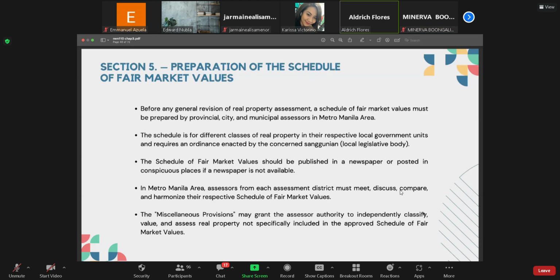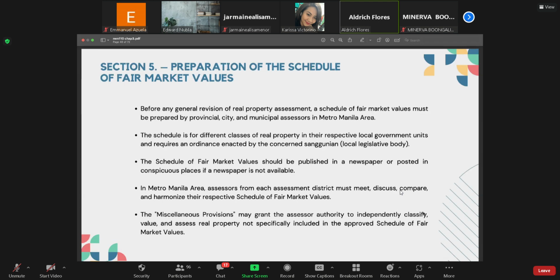So, section 5, preparation of the schedule of fair market values. Ang sabi lang dito, bago daw magkaroon ng general revision of real estate property assessment, kailangan muna mag-prepare ng SFMB for different classes of real property ng mga provincial, city, and municipal assessors sa Metro Manila. So once prepared na yung schedule fair market values, kailangan magpasa ng ordinance yung sanggunian to formally approve it. Sabi rin na dapat nakapublish sa newspaper or if wala naman ganun dun, dapat posted sa provincial capital, city hall, or to other prominent place.